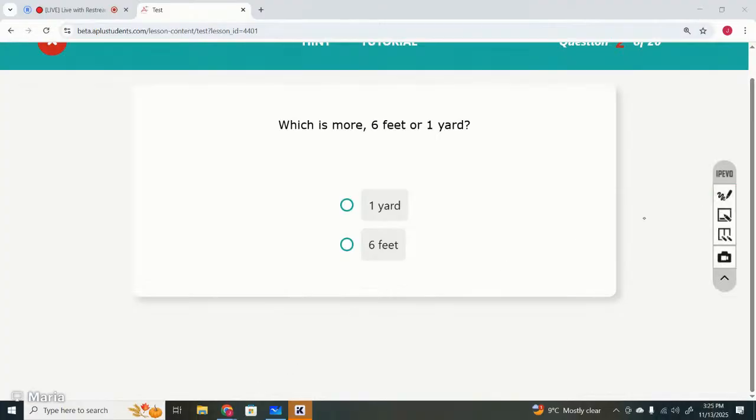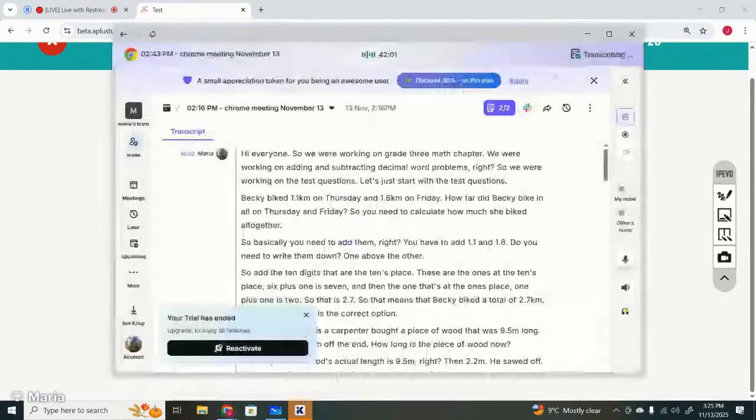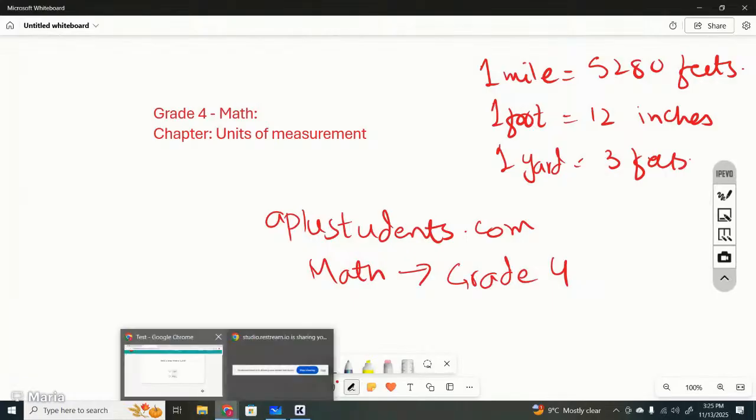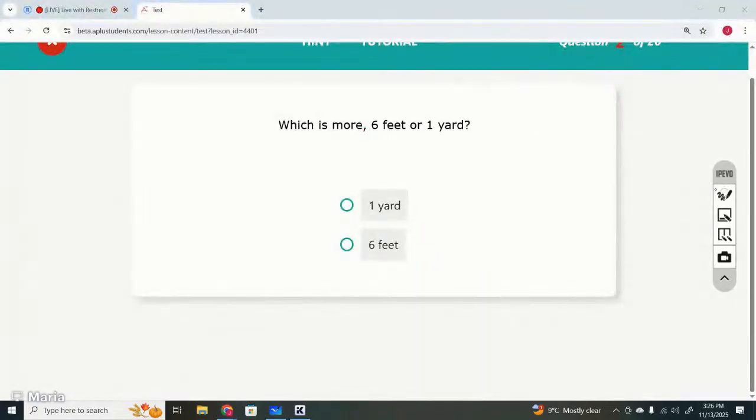These are the basic conversion units. Sorry, 1 yard equals 3 feet, right? So here we are going to convert the feet to yards. So we know that 1 yard equals 3 feet.